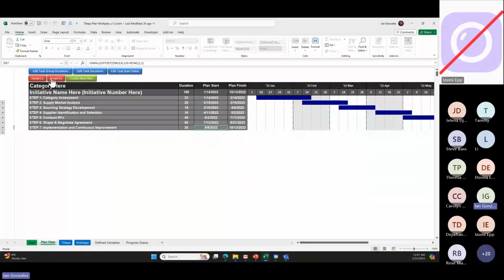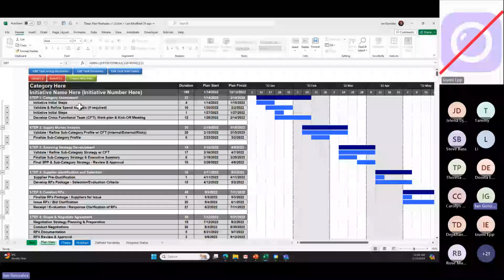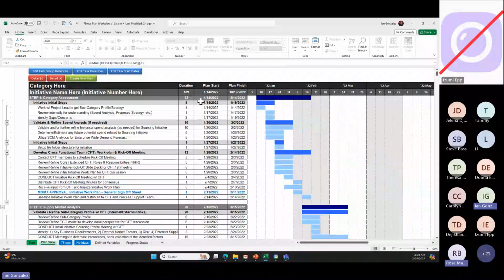Then click this detail plus, you get the more details. So these are the task groups. And then one more click, you'll see the actual tasks.